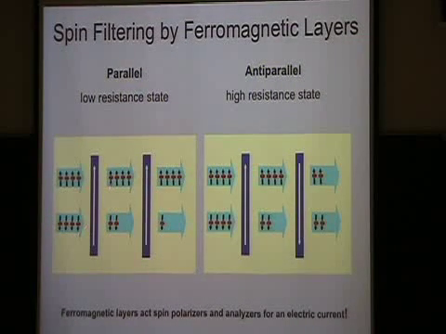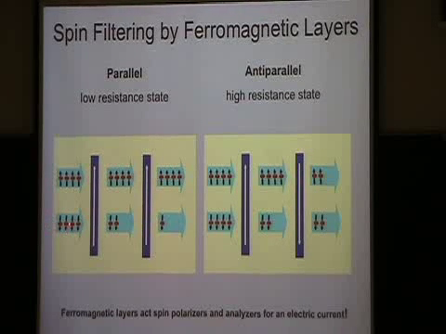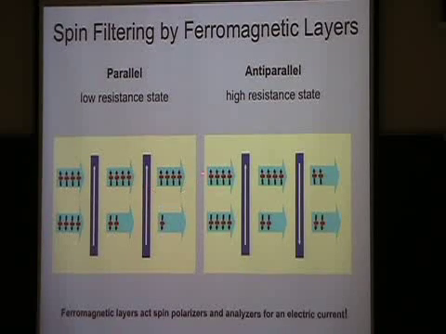Okay, so a simple picture is you can also think about this as spin filtering. You have an unpolarized set of electrons incident on a ferromagnetic layer. Because of the scattering in the layer, more electrons of one type are reflected, and more of the other type are transmitted. So you end up with a spin current. And then the second layer also acts as a polarizer. So if the polarizers are aligned, you get a greater number of electrons per unit time flowing through the layers.